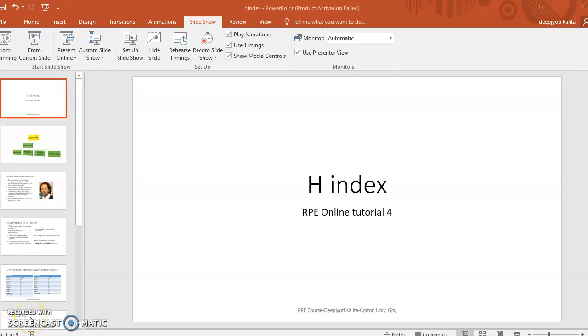Welcome all of you. Today we shall be discussing one research metric called the H-index. H-index is an author level metric, that is, it is used to define the productivity of a scientist in his or her specific research areas.